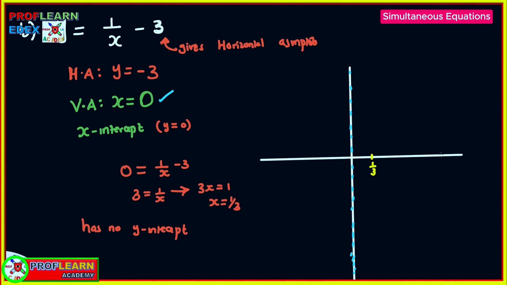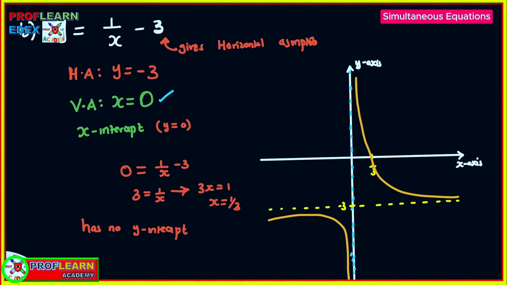Horizontal asymptote is y equals negative 3. The x-intercept was a third. So x equals negative 3 is the vertical asymptote. Then our graph is going to pass like that. Now it's going to go this way, and the graph is going to pass this way. Let me just smoothly draw it like that, and also this end here. This is how the graph is going to look.